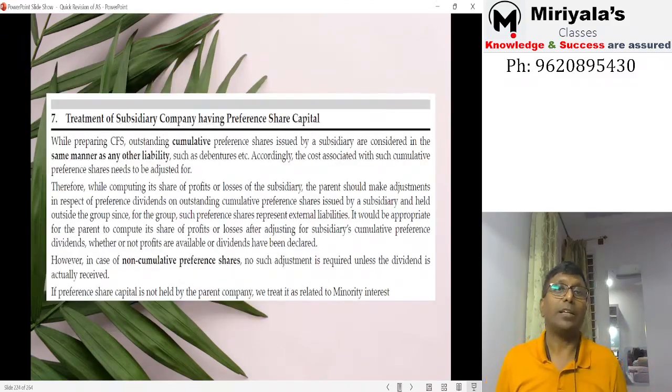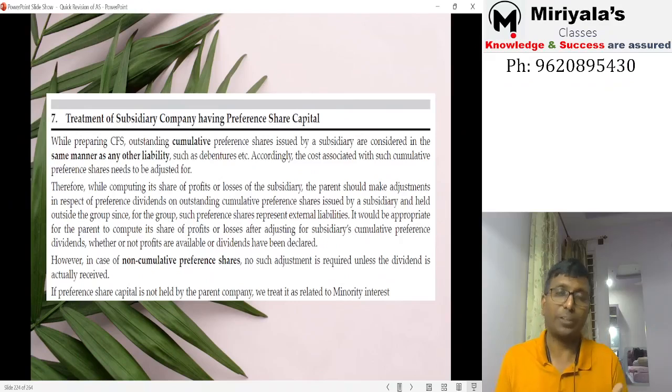Okay, done. Next, treatment of a subsidiary which has preference share capital. Whenever there is preference share capital, the first question that should come to your mind is: is it cumulative preference share capital or non-cumulative preference share capital? If it is cumulative preference share capital, you are supposed to make a provision for payment of dividend.